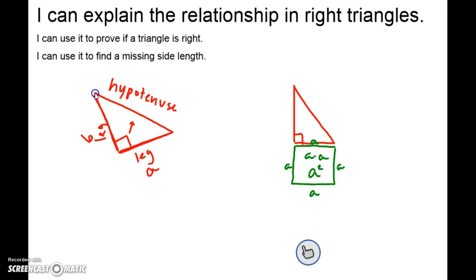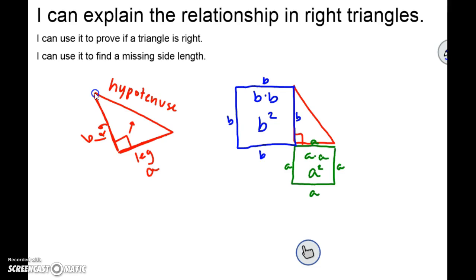Okay. Now on this side length right here, let's call it B. If I made a square with it as a side length, what would each of its side lengths be? Hopefully you said that they would all be B's, and so the area would be B times B, or B squared.